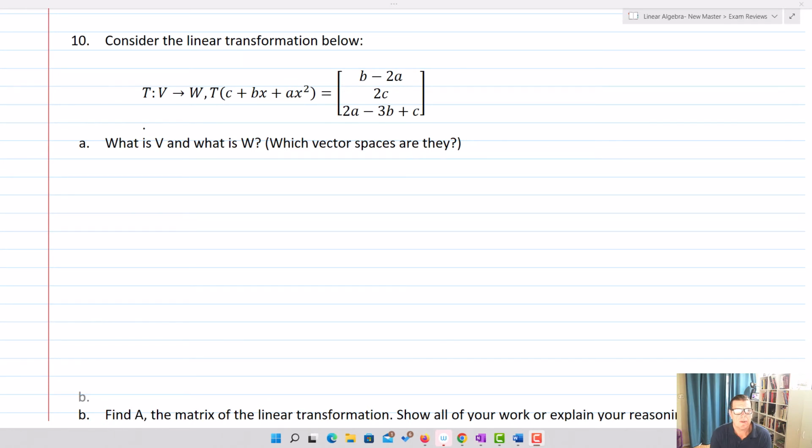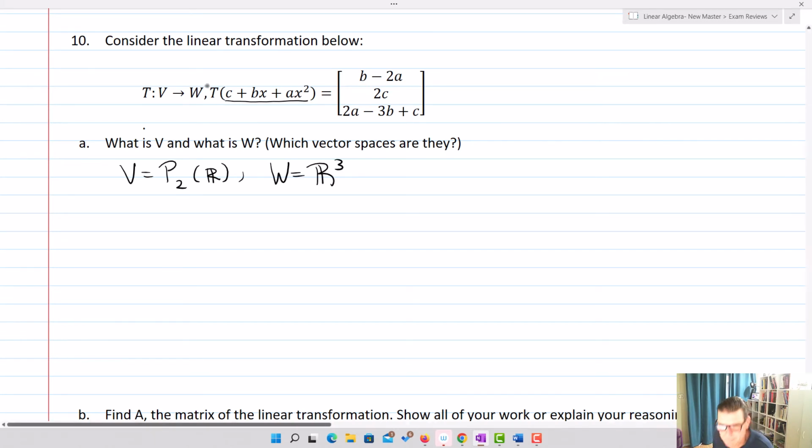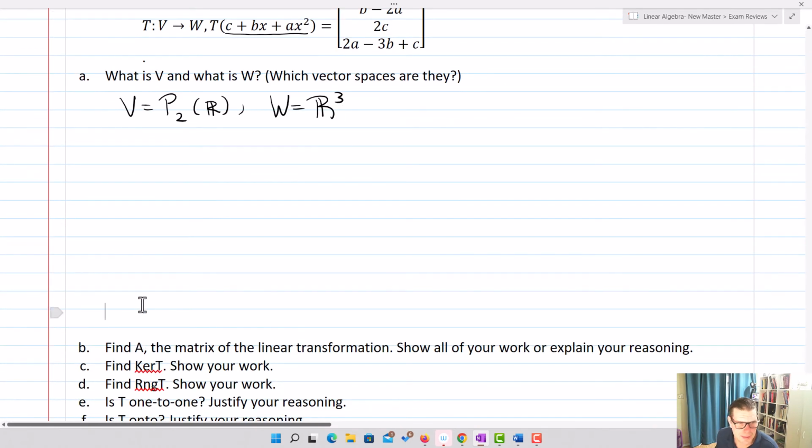Question number 10. We've got T from V to W, and it's going to give me T of c plus bx plus ax squared, and that equals b minus 2a, 2c, and 2a minus 3b plus c. So what we're asked first is, what is V and what is W? So what is our domain, V, and what is our codomain, W? Notice that our domain is going to end up being a second degree polynomial, and so V is going to equal P2R. And W, notice, is a vector in R3, so that's going to be R3. And there it is. Okay?